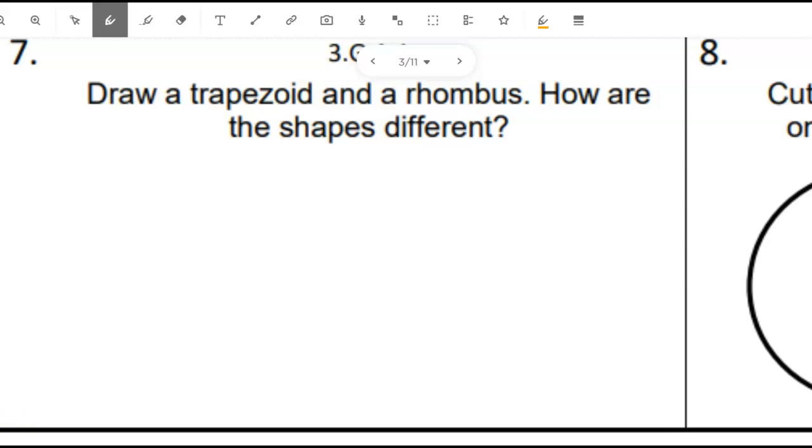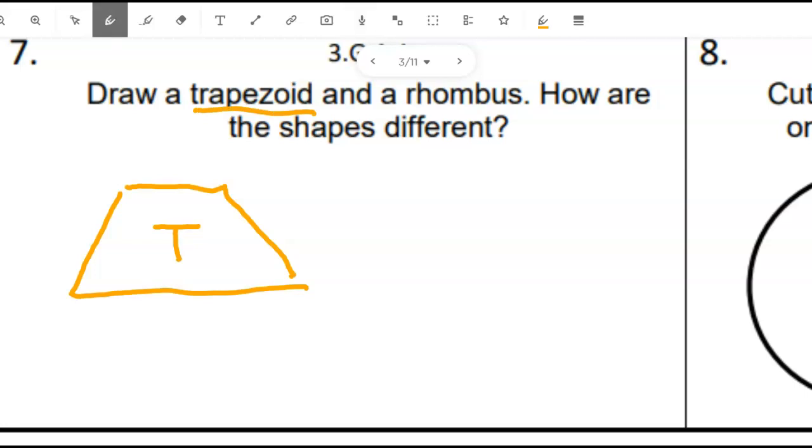Number 7. Draw a trapezoid and a rhombus. Now we haven't learned about these shapes yet, so I would like you to draw these shapes along with me. This first shape, this is a trapezoid. Put a T in the middle for trapezoid. Grab a different color. We're going to draw a diamond shape for a rhombus, and we'll learn that rhombuses are different types of parallelograms, and put an R inside of that for rhombus.